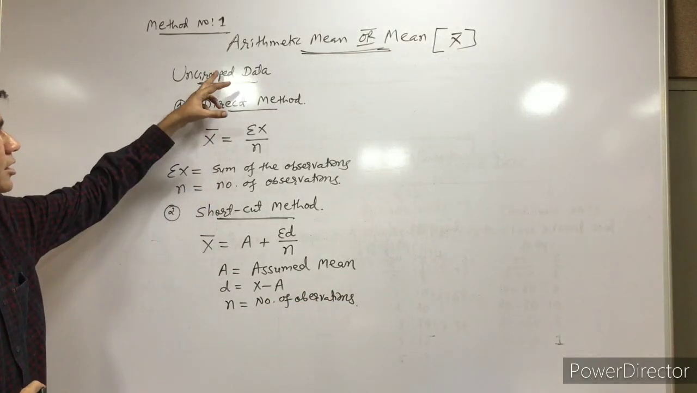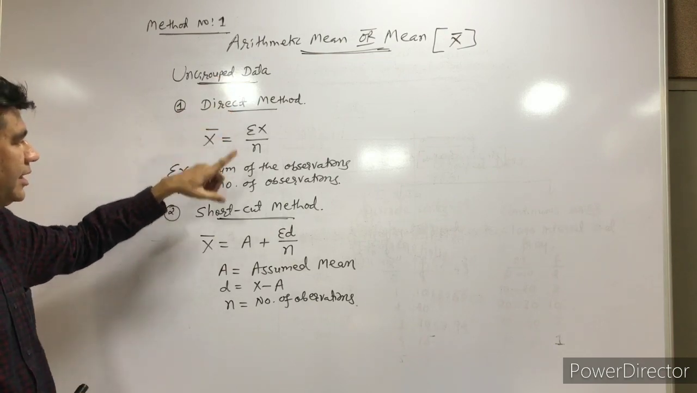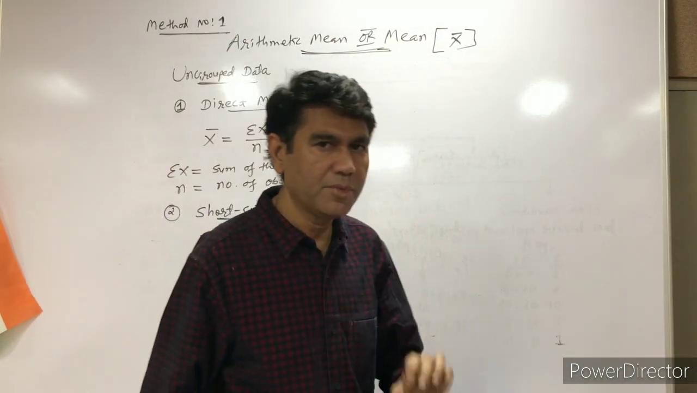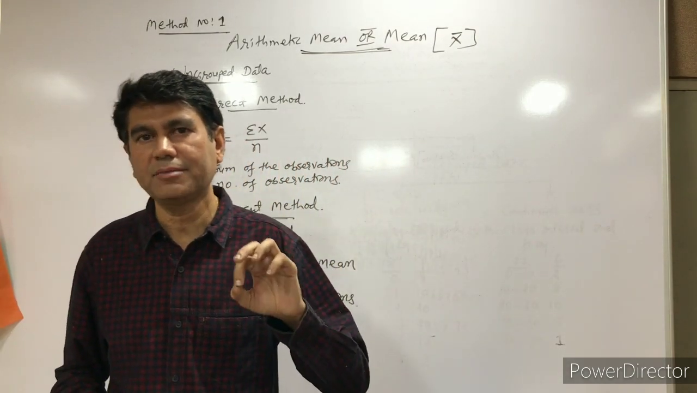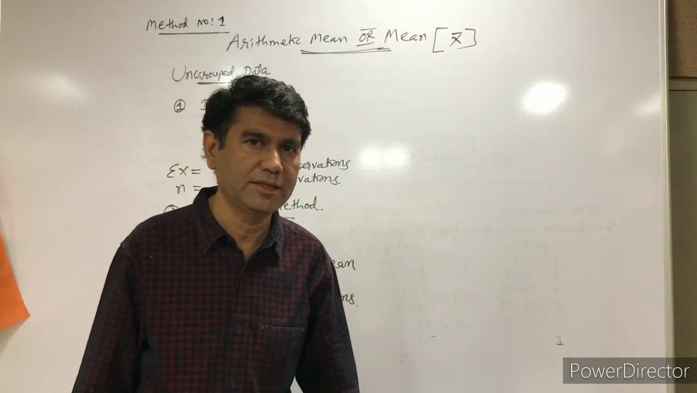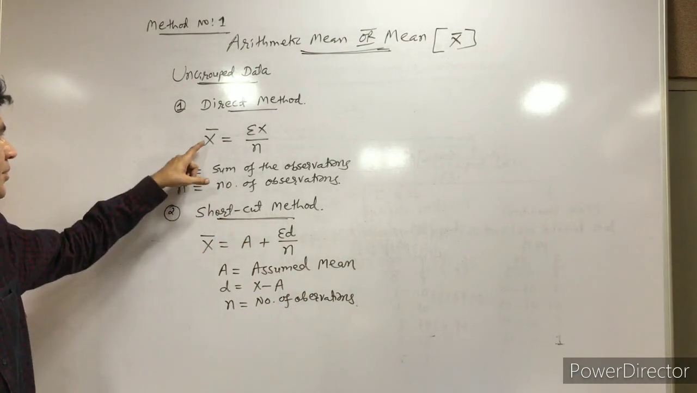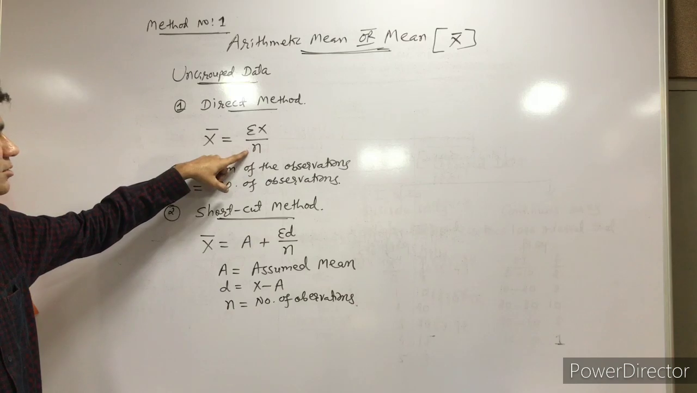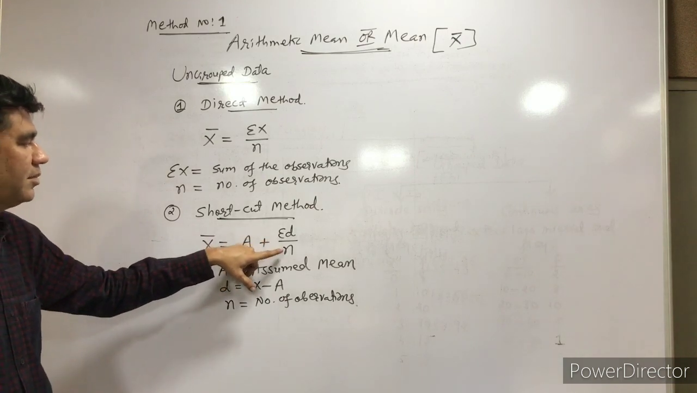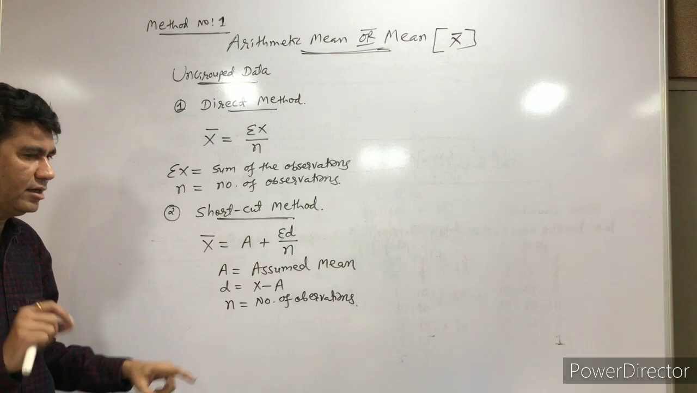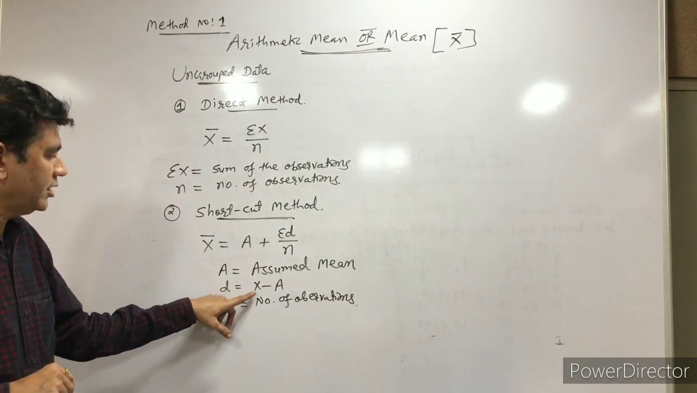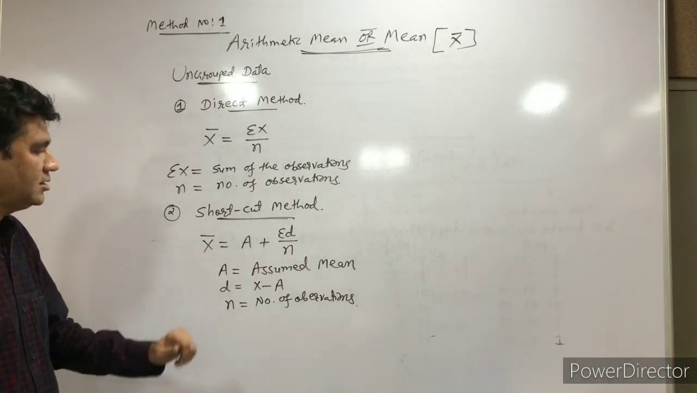Okay, so under ungrouped data, there are two methods, direct method and shortcut method. You can apply any method, the answer will remain the same. But we have to learn both methods. So first of all, write down these two formulae. For the direct method, x bar is equal to sigma x upon n, and for the shortcut method, x bar is equal to a plus sigma d upon n. Very easy, you can learn easily through the video lecture. Remember that a means assumed mean, d is equal to difference x minus a, and n is equal to number of observations.